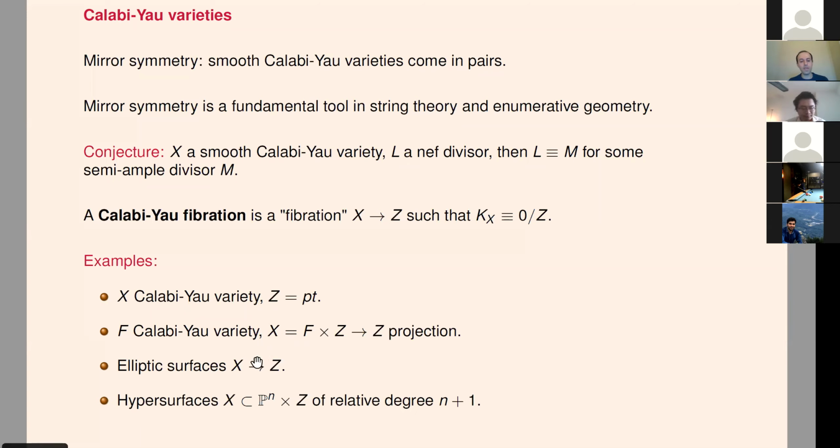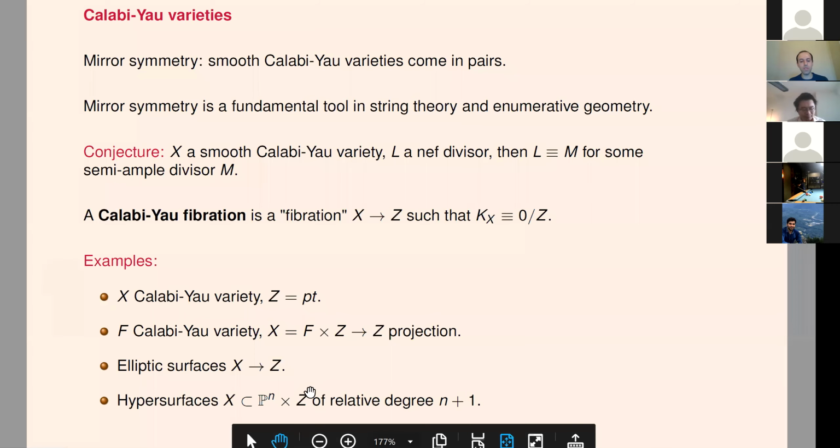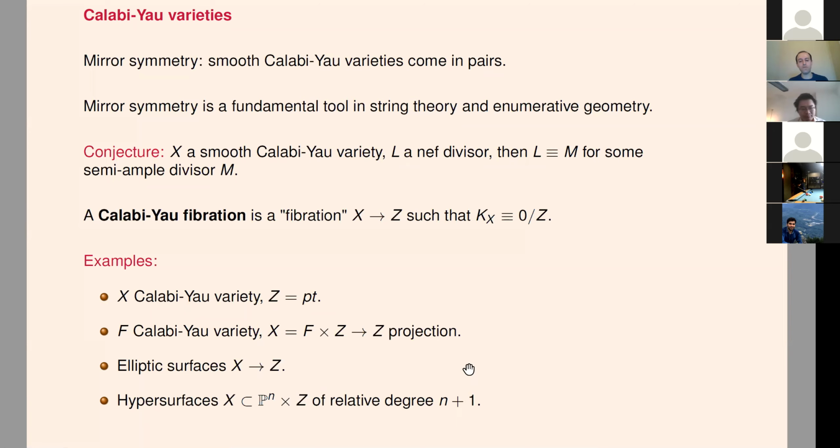Or if you take P^n product with some variety Z, and then take a hypersurface of relative degree n plus 1. So on each fiber, you will get a Calabi-Yau, and then if you put all these things together into a family, then you have a relative Calabi-Yau variety. Okay, so we looked at Fano varieties, Calabi-Yau varieties, and their fibrations.